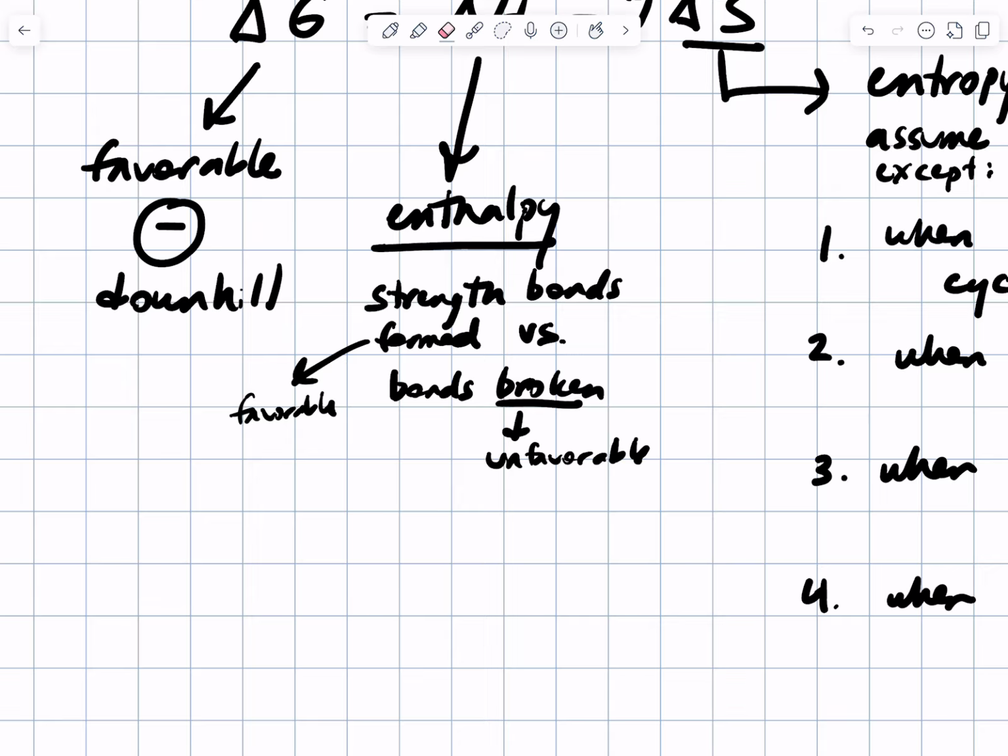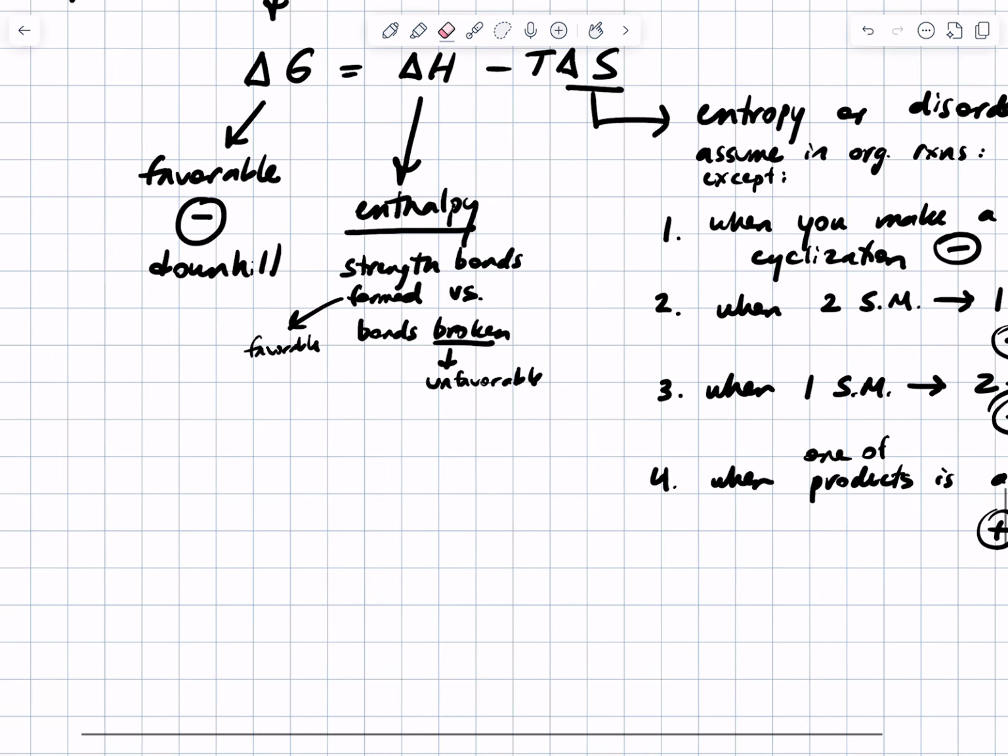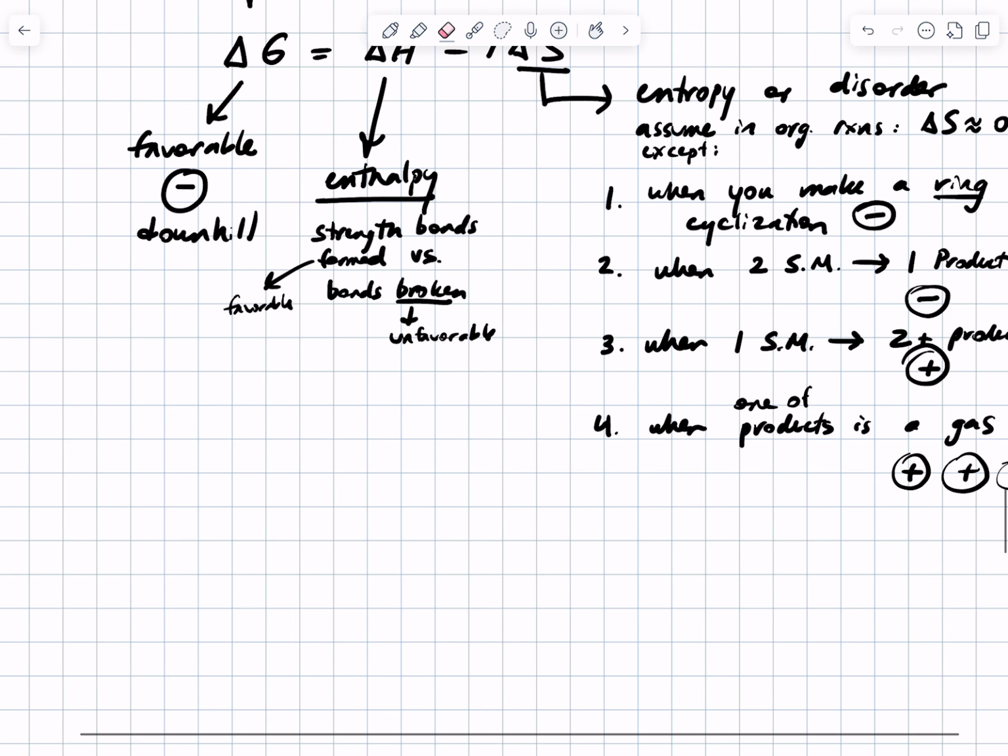And here is the point. Breaking bonds is always unfavorable. But if you replace them with stronger bonds, then overall the process becomes favorable. So I'll show you how that works with ATP in a little bit. But I need you to know that breaking bonds is always unfavorable. Making bonds is always favorable.